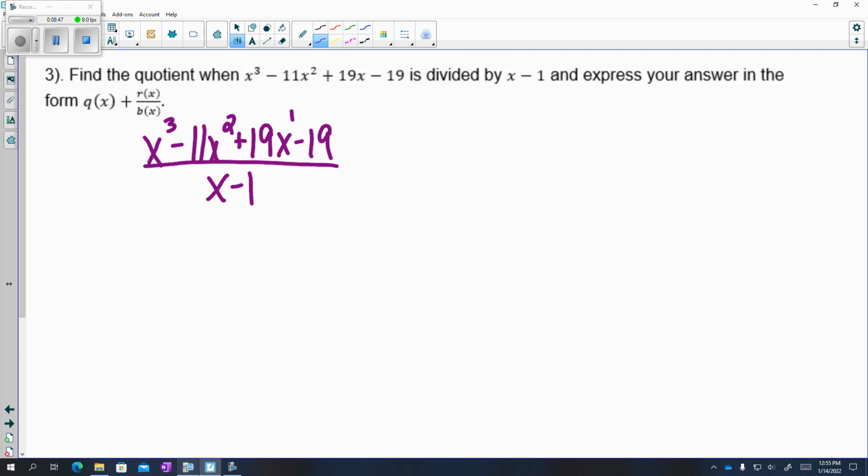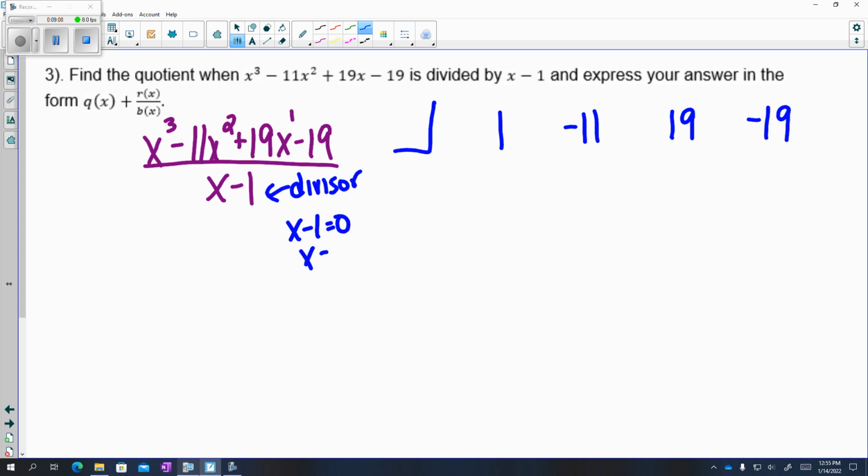Let's do synthetic first. If I'm doing synthetic, I'm going to start by lining up my coefficients: 1, negative 11, 19, negative 19, and I have to determine what number goes on the shelf. To do that, you take your divisor, set it equal to 0, and we get x equals 1. So that's the number on the shelf. From here, you bring down the first number, and then you multiply, add, multiply, add, multiply, add.